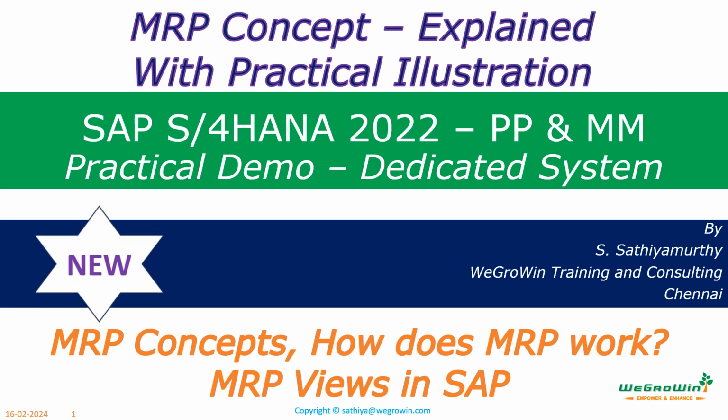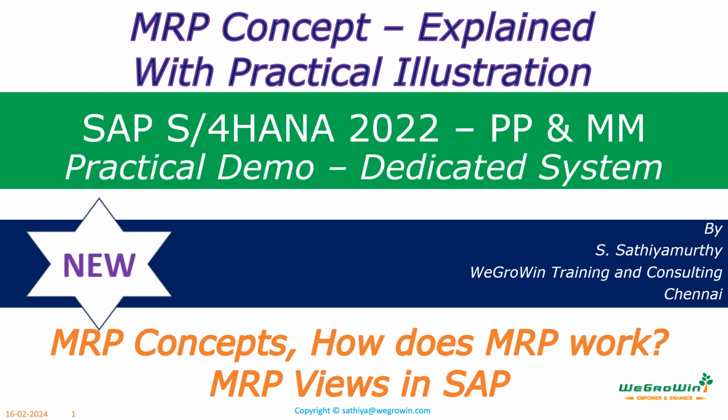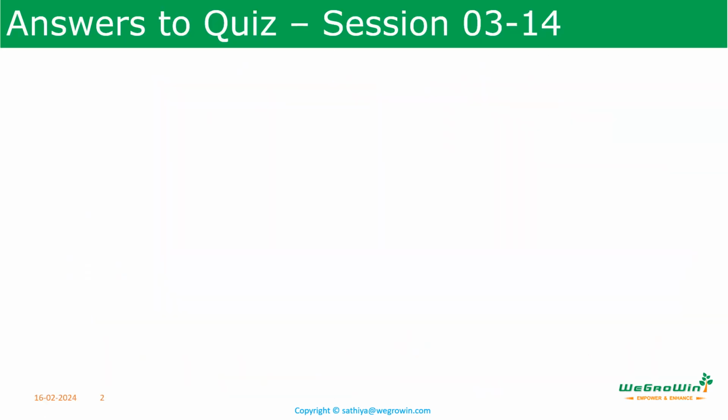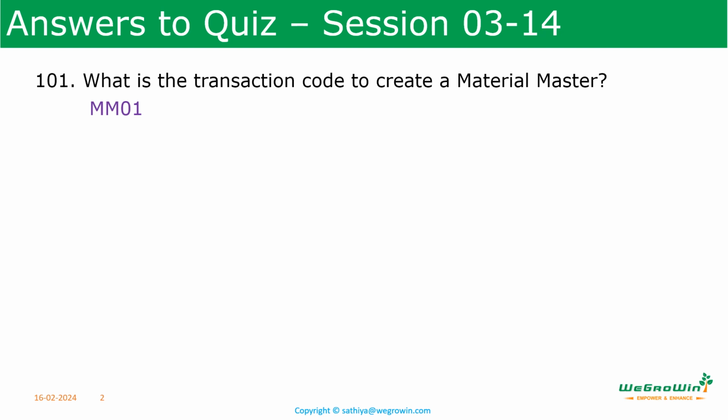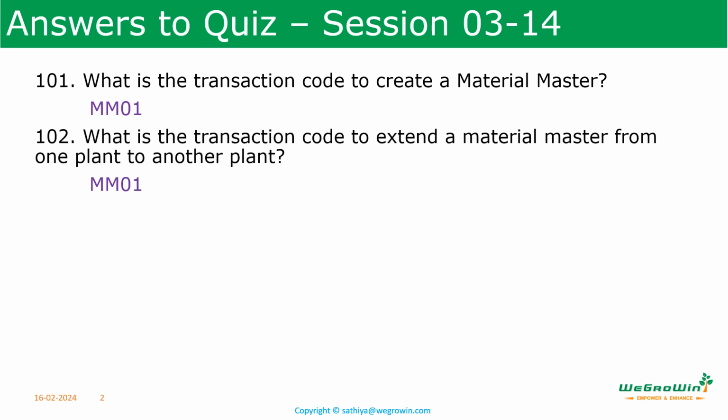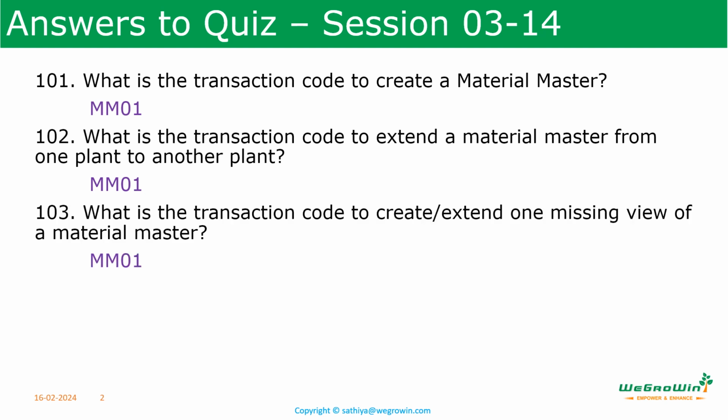In this session, we will discuss MRP logic, what the outputs from MRP are, and an introduction to MRP views in SAP. Before going to the session, let us see the answers for the quiz we discussed in the last session. What is the transaction code to create a material master? MM01. What is the transaction code to extend a material master from one plant to another? That is also MM01. What is the transaction code to extend or create one missing view of a material master?